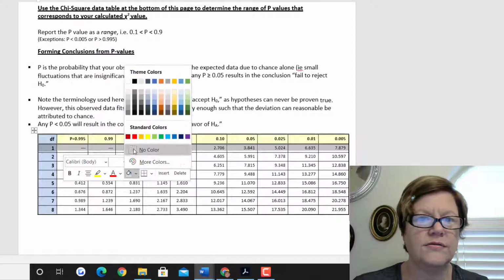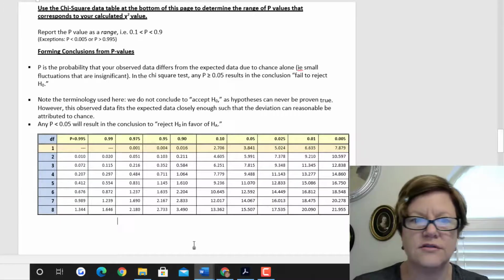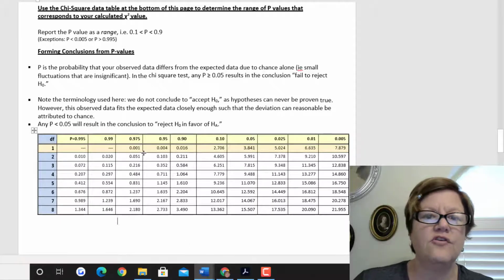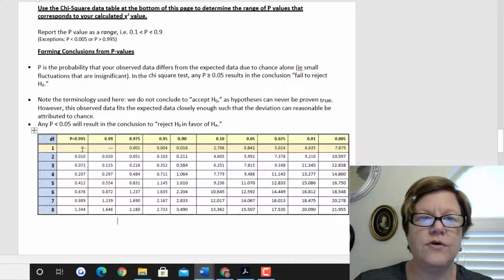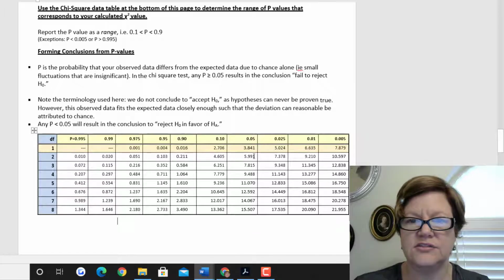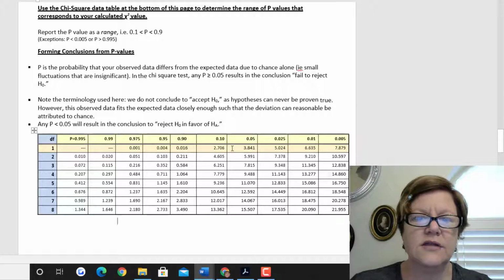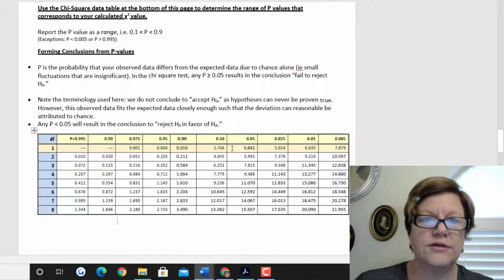Okay, I'll give it an orange color. On this row, DF1, you have to figure out where, in this middle section, your chi-square numbers are. I shaded them orange, and your chi-square number is 0.32.